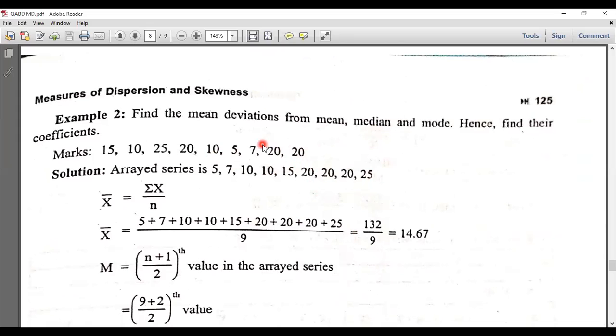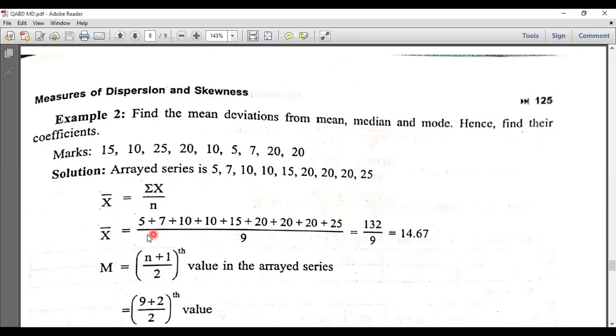Okay, so here, find the mean deviation from the mean, median and mode. They have given the marks 15, 10, 25, 20, 15, 5, 7, 20 and 20. First we'll find the mean, summation of x divided by n. We don't need to arrange the data for the mean, but for the median we need to arrange it, so we'll arrange the data first in ascending order. We have arranged the given data in ascending order.